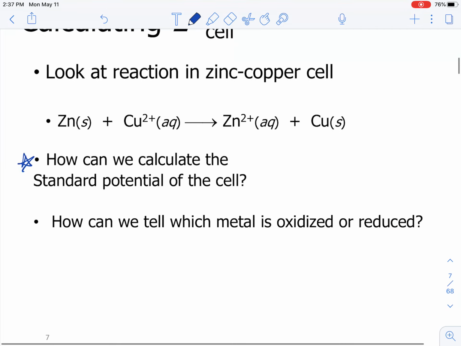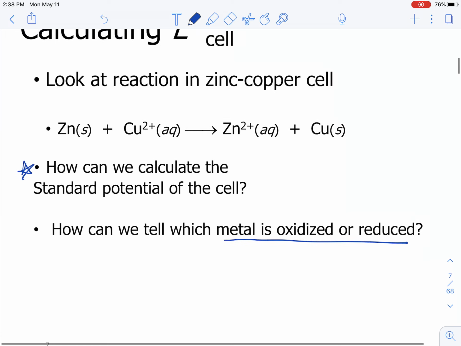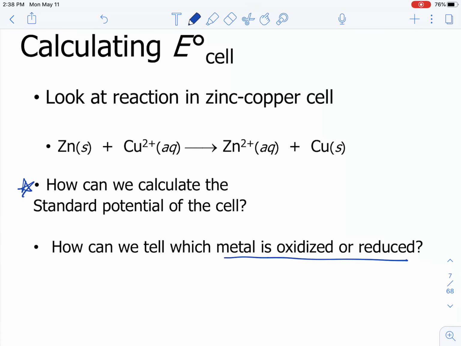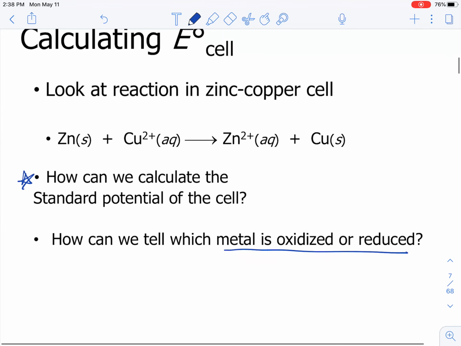And for us to do so, we need to determine which metals are oxidized and which metals are reduced. Part of your ability to calculate the standard cell potential is to be able to list out your oxidation numbers. And then from your oxidation numbers, you should be able to determine which half is going to undergo reduction and which half is going to undergo oxidation. So let's go ahead and do that right now before I talk about standard reduction potentials.